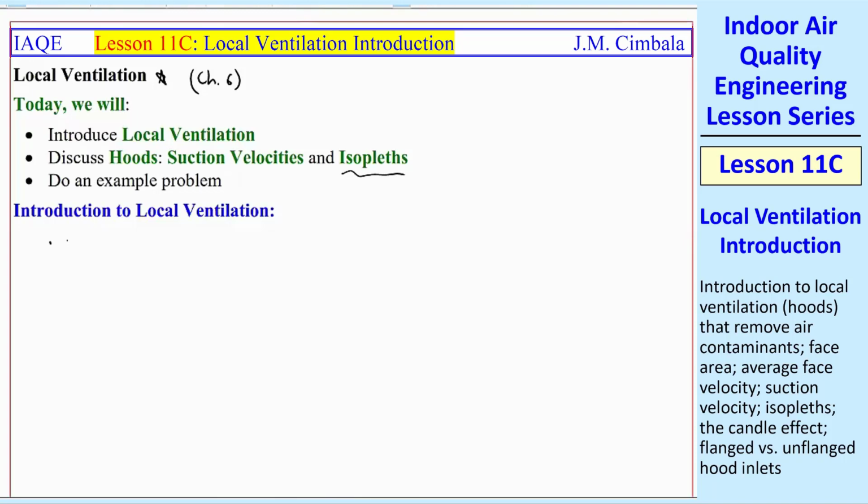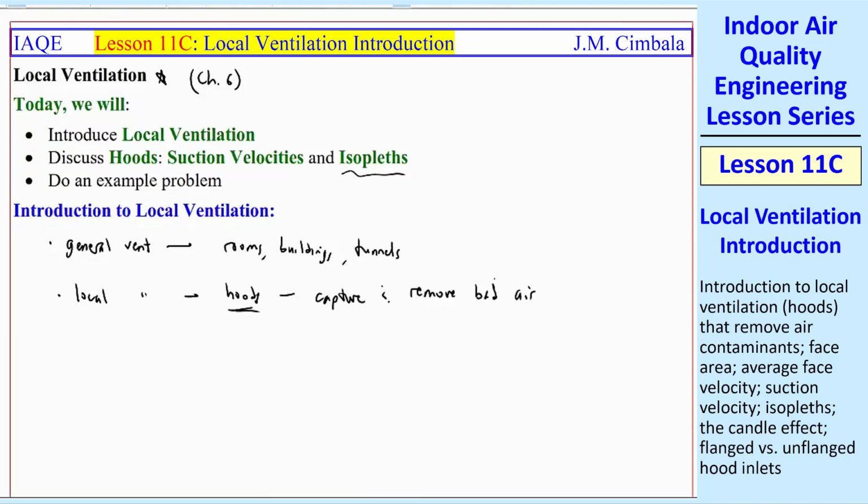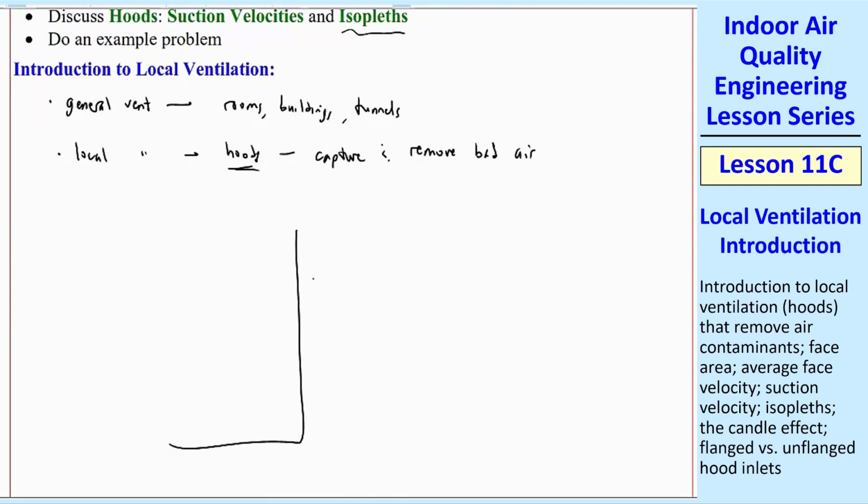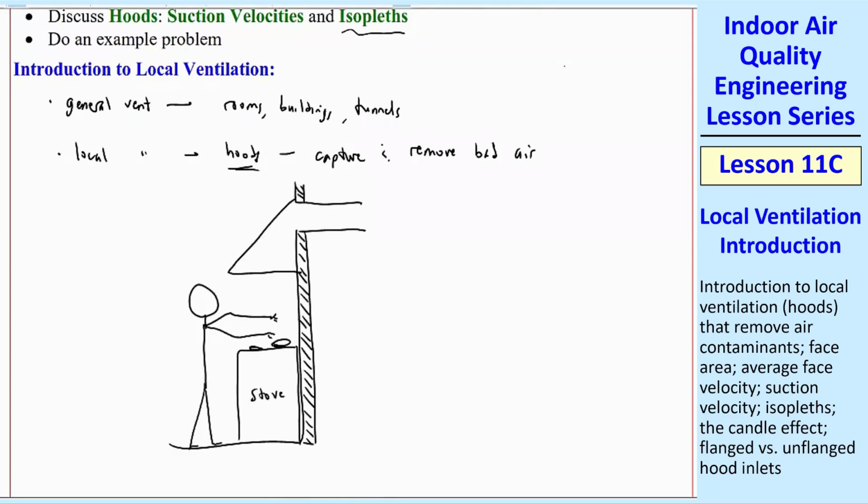Introduction: we talked about general ventilation, and this was for rooms and buildings. And we also talked about ventilation in tunnels. Local ventilation is basically hoods, devices that capture and remove contaminated air, either particles or vapors. For example, in a kitchen, cooking on a stove, you have a range hood above it.